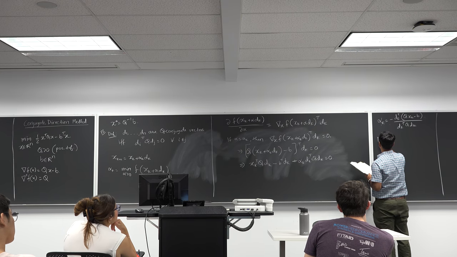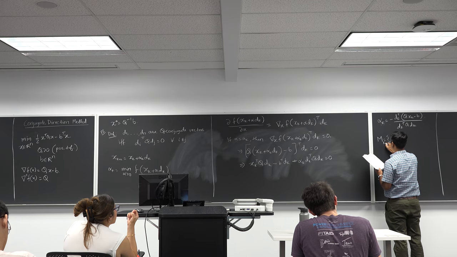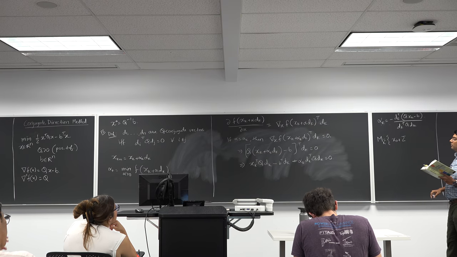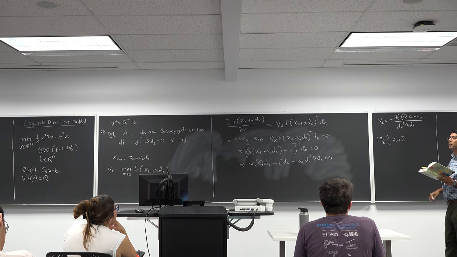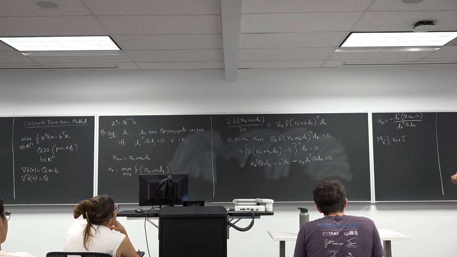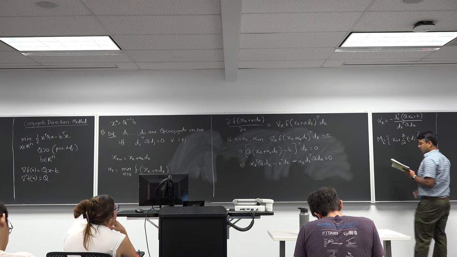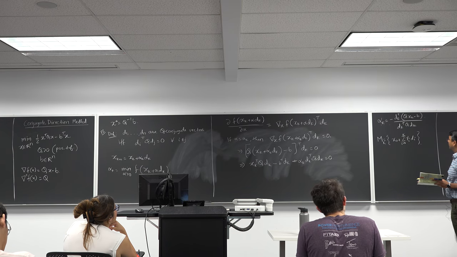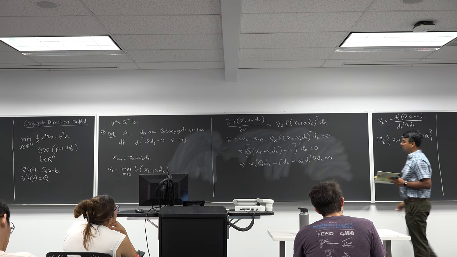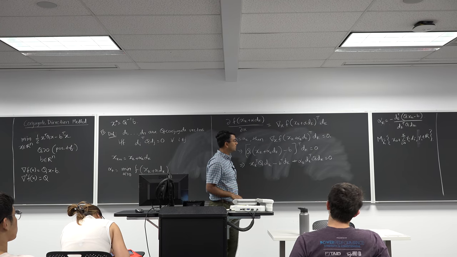So let's consider Mk as the set of vectors x0 plus a summation. I've already used alpha. What should I use? Beta I'm going to use soon. Gamma. Have we used gamma yet? No, we have not used gamma anywhere. So gamma, of course, is in R. So this is known as a subspace. A subspace is like a plane in high dimensional space.